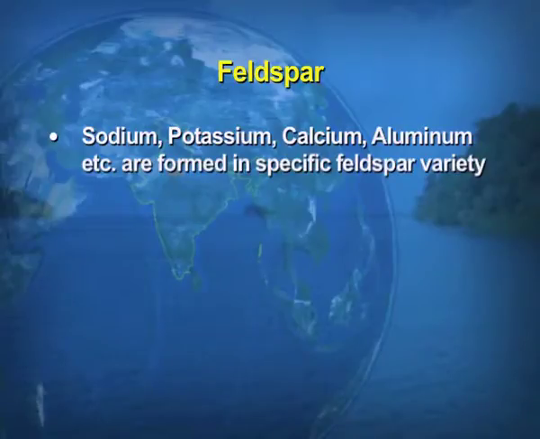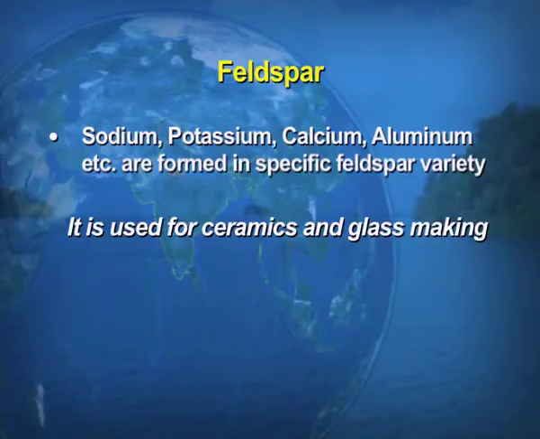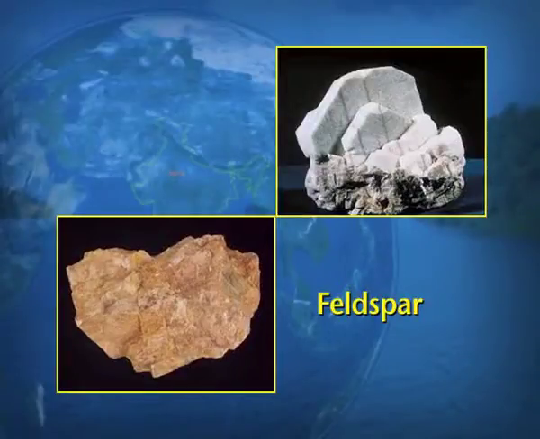Now, we talk about the different forms in which the feldspar is used. It is used basically for ceramics and glass making. Now, if you look at the screens, you can have a view of the feldspar, how it looks. These are two different pictures of the feldspar, one with the white color, another with the pink color. So, you can differentiate between the two different colors of the feldspar.